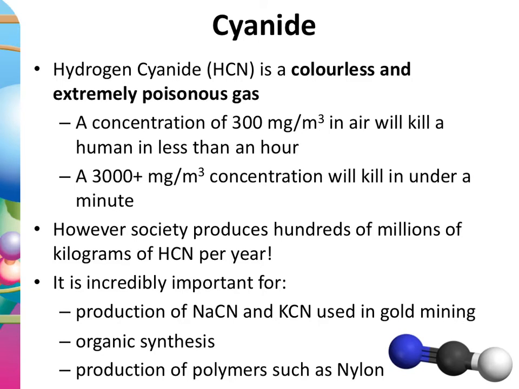You can see here we've got some concentration examples, so 300 milligrams per meter cubed. If you're exposed to that for an hour, the average human would die. If you have 10 times the concentration, then it's going to take under a minute. So obviously a very toxic, extremely poisonous gas. And yet we still make quite a lot of it. One of the reasons for that is that it's important in the production of what we do actually use in our nucleophilic addition reaction, which is sodium cyanide or potassium cyanide.